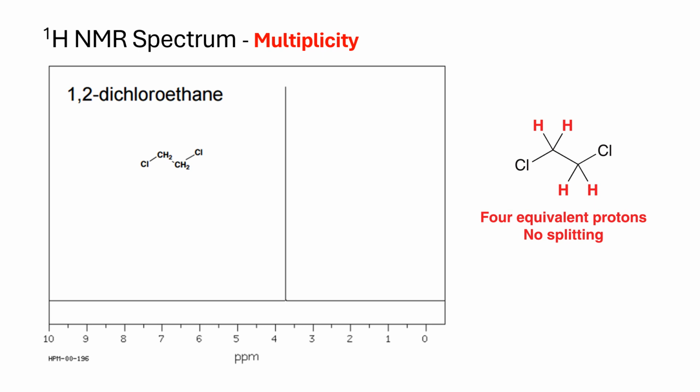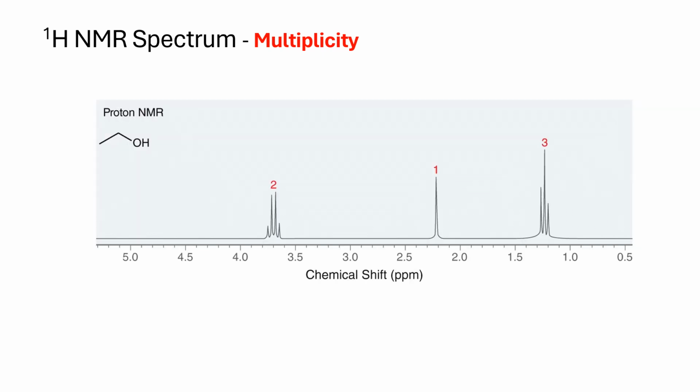This molecule here is symmetrical, so it's 1,2-dichloroethane. So these two are the same as that, so all of those are equivalent. So homotopic, one signal. Very simple spectrum. Because they're homotopic, these do not split each other. So that's why you see only one signal.